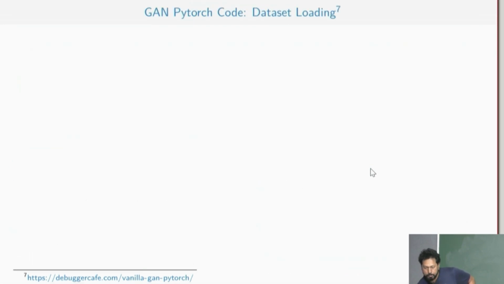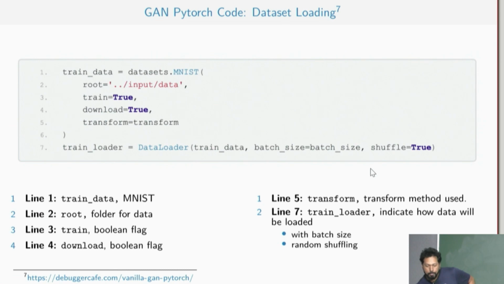And then it's about data loading. How will you load the data? What is the folder? And some booleans: whether you want to train on this data, whether it's supposed to be downloaded, and so on, and which type of transforms you are going to do. Then you can define this method here, train loader, with the train data, batch size, and whether you want to do shuffling of the data.